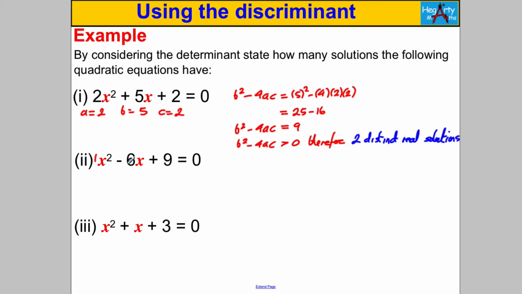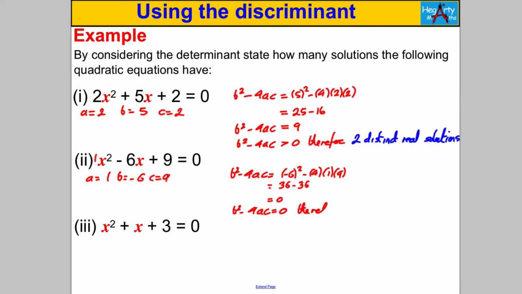Well, there's a hidden 1 here. So a is going to equal 1, b is going to equal negative 6, and c is going to equal positive 9. So let's work out b squared subtract 4ac here. B squared is going to be negative 6 all squared, subtract 4 multiplied by 1 multiplied by 9. Negative 6 multiplied by negative 6 is positive 36. 4 times 1 is 4, times 9 is 36. 36 subtract 36 is 0. So b squared subtract 4ac here is actually 0.